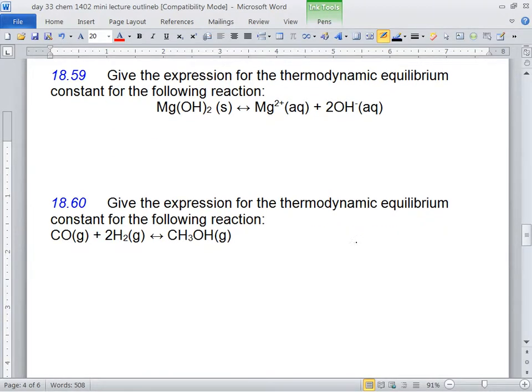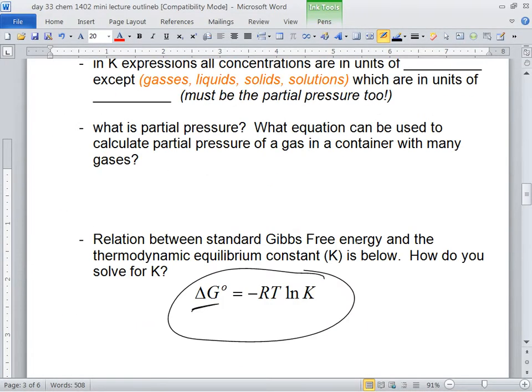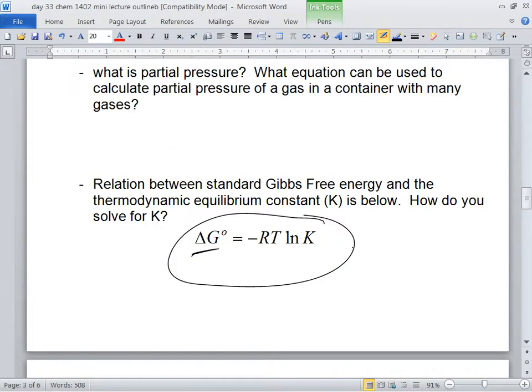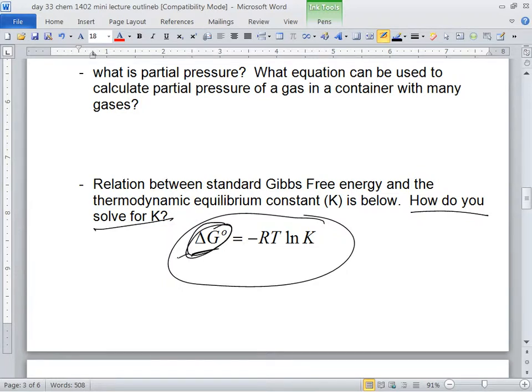Okay, let's just practice a few of these. Give the expression for the thermodynamic equilibrium constant. Oh, I think we skipped something. Yeah, we skipped this. How do you solve for K? Because this is where we're at. You get this from the tables. This is when things kind of locked up on us somewhere here. We talked about the R you have to use, the 8.314. The T has to be in Kelvin.